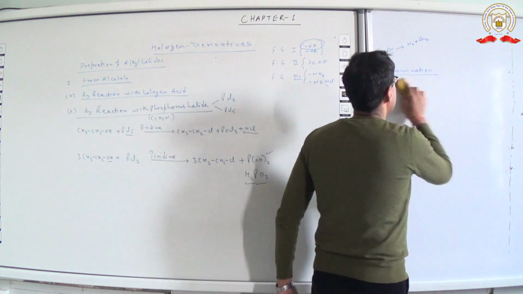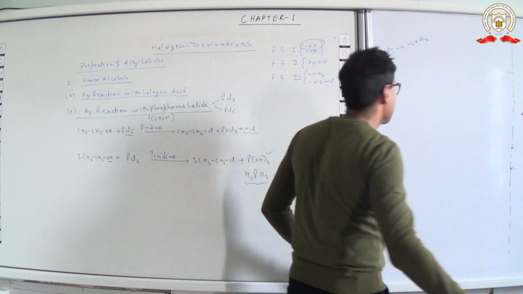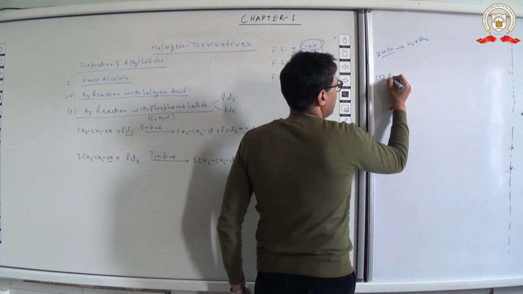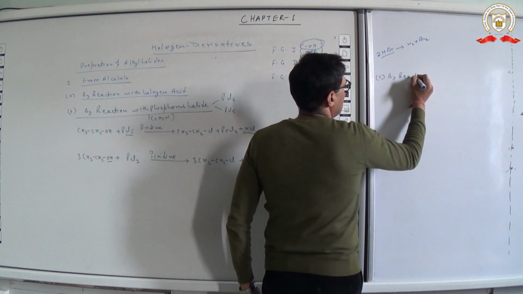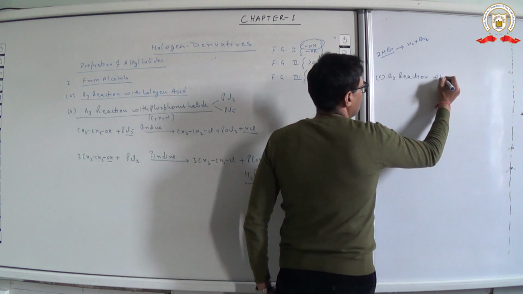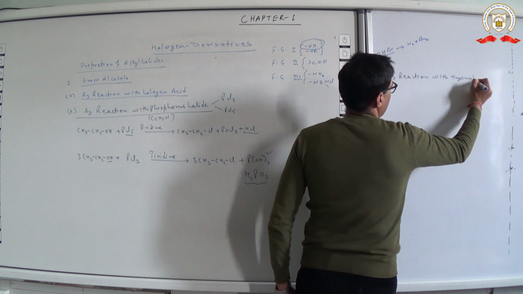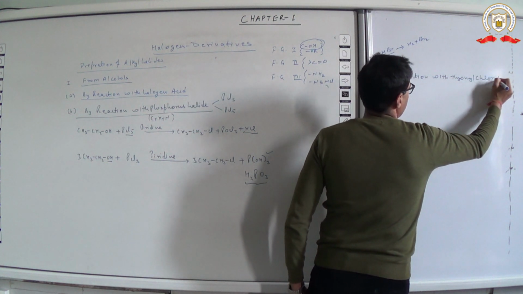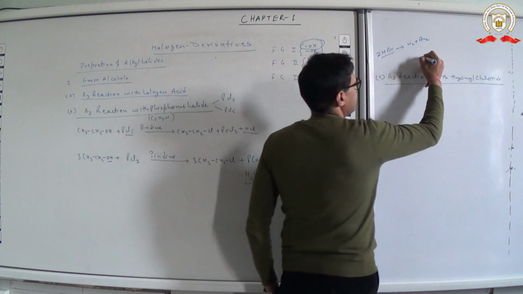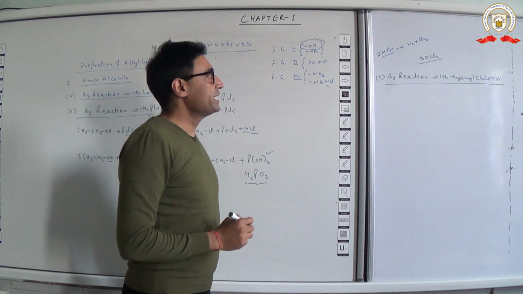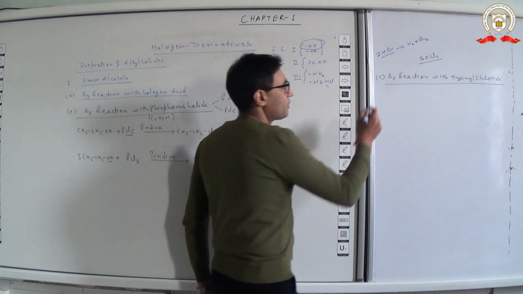Next is by reaction with thionyl chloride. Thionyl chloride is SOCl2. So what will happen if I react an alcohol with SOCl2?